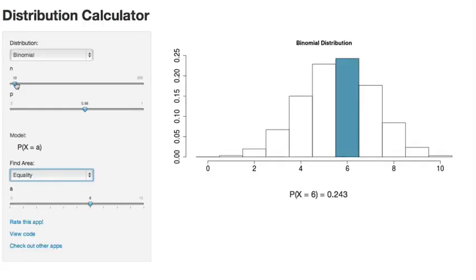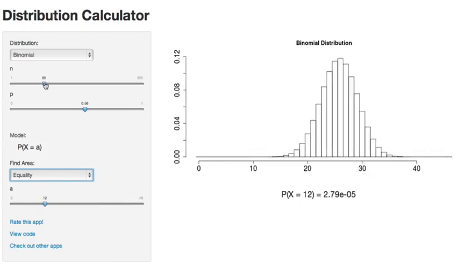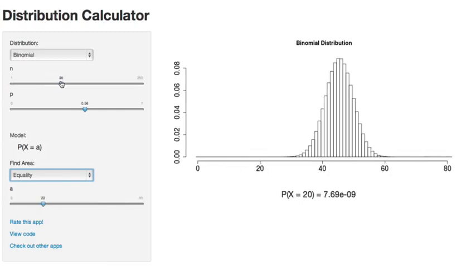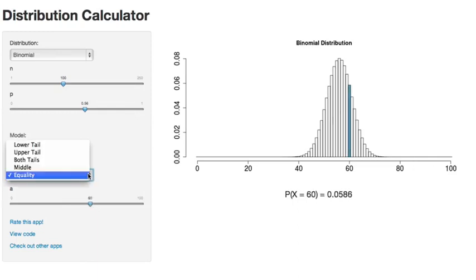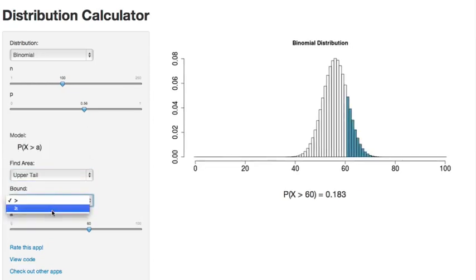Once again, the distribution is binomial. This time our number of trials is 100, so we're going to slide over our n to 100. Probability of success is 0.56. The observation of interest is 60 successes, so we're going to slide our cutoff value to 60. And we're looking for not just exactly 60 successes, but 60 or more successes. So we want to find the upper tail area, and the bound we're interested in is greater than or equal to. Here's the shaded area of interest. The probability comes out to be 24.1% chance.